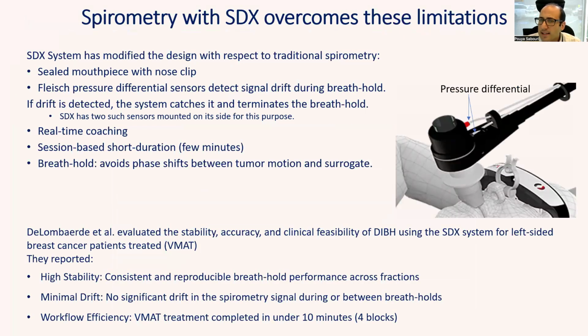Let's look at how the SDX system tries to address some of these limitations with the traditional spirometry system. For one, it uses a sealed mouthpiece and a nose clip, which help reduce the signal drift from air leaks, something that was flagged in earlier studies, including McClellan. It also includes pressure differential sensors, specifically the Fleisch type sensor that's shown here, that are designed to detect any drift in the signal during a breath hold. If it picks up a drift, the system will terminate the breath hold. There are 2 sensors mounted on the side of the SDX system to help with this detection.